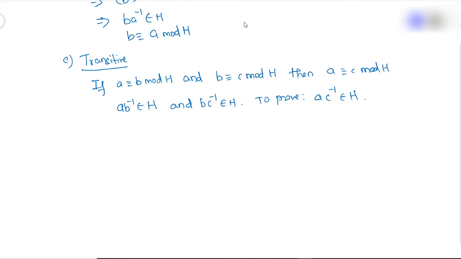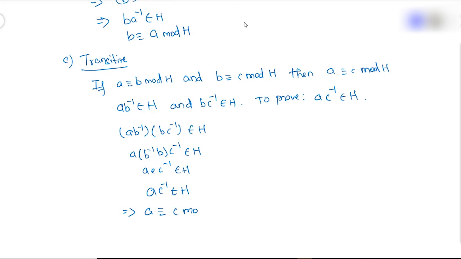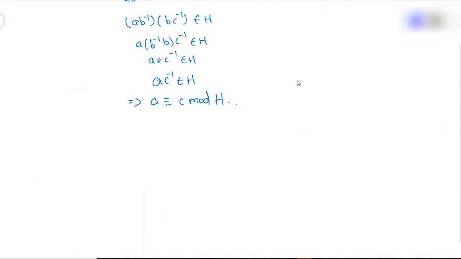So ab inverse belongs to H and bc inverse belongs to H. Since H is a subgroup, it is also a group and closure is satisfied in it. Therefore, ab inverse operated with bc inverse belongs to H, by the closure property. Now using associativity, a(b inverse b)c inverse belongs to H. b inverse b is e, therefore a e c inverse belongs to H. Therefore ac inverse belongs to H, which implies a is congruent to c mod H. Hence the lemma: we have proved that the congruence relation is an equivalence relation.